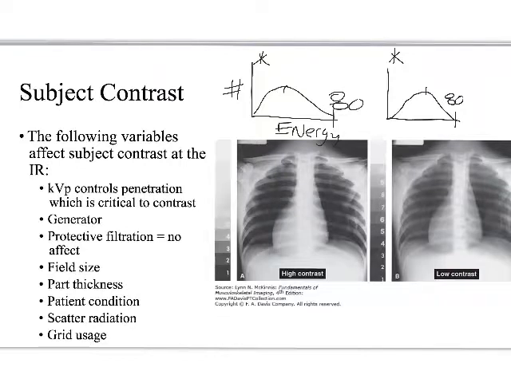We've already mentioned scatter radiation and its effect on contrast. Anything tied to an increase in scatter will cause a decrease in contrast. What happens with grid usage? What did we say earlier grid usage does to contrast? It improves the contrast. It increases the contrast, right? But it does it at the expense of patient dose.